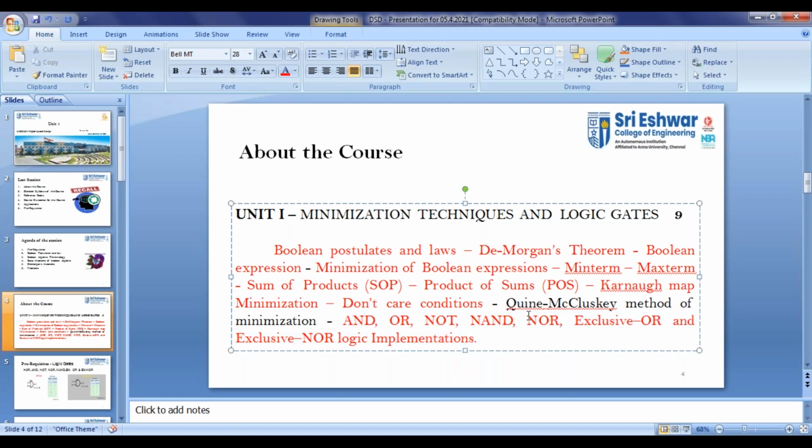The remaining topic is the Quine-McCluskey method of minimization. This is the only topic we want to cover. I will cover this topic in tomorrow's class. So tomorrow we can see the Quine-McCluskey method, and from that we will come to the end of unit 1.